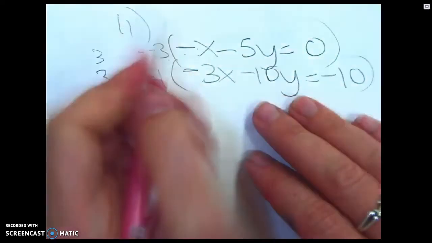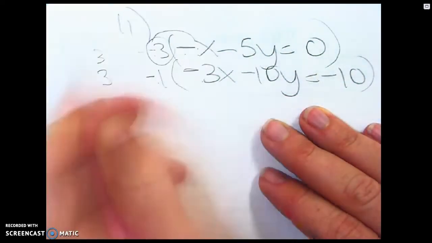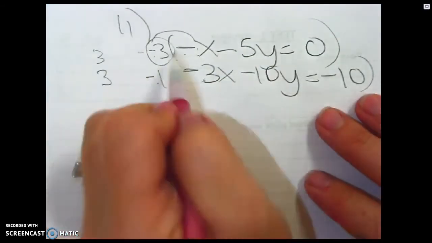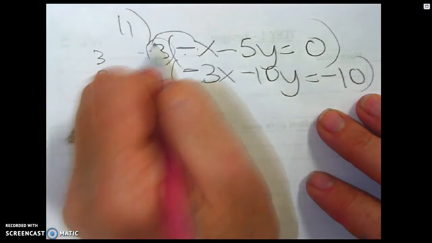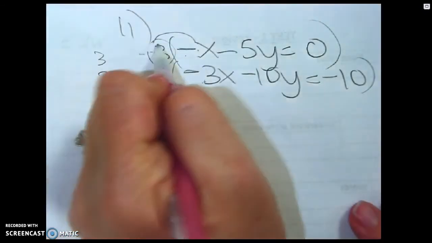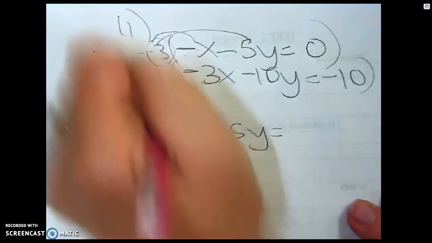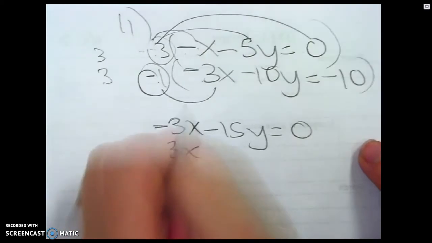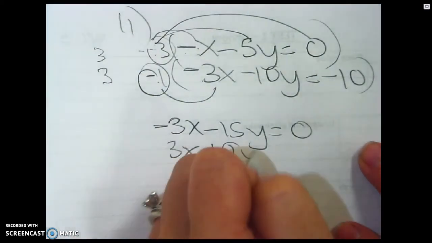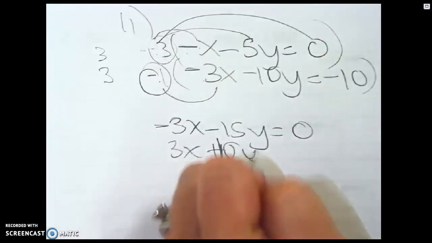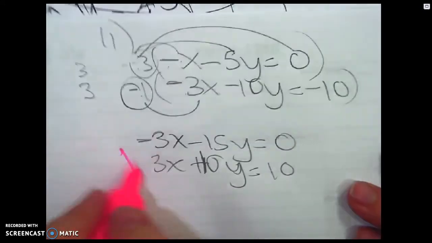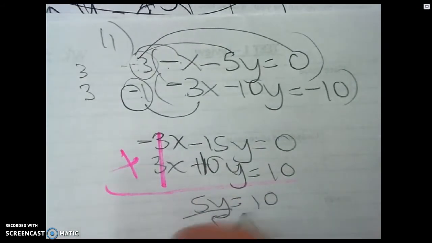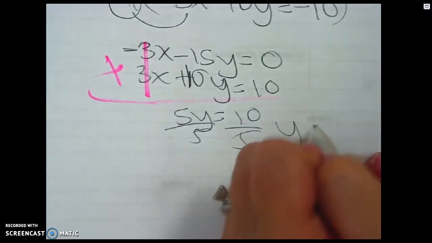So now, if this is a positive 3 times a negative x, I end up with negative 3x. And then positive 3 times, let's make sure that's positive, that didn't erase very well, negative 15. Anything times 0 is 0. Now a negative times a negative is a positive, and look, I can eliminate. Plus 10y equals 10. Now I'm going to add to eliminate. I get 5y equals 10. Divide by 5. Y equals 2.